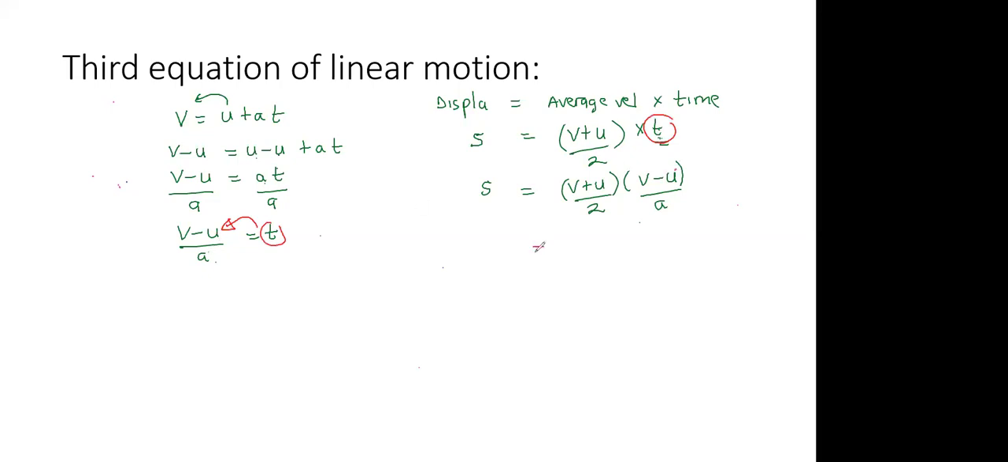So now I'm going to come back and say, this is V plus U, multiplied by V minus U over 2 times A, which is 2A, is equal to S.